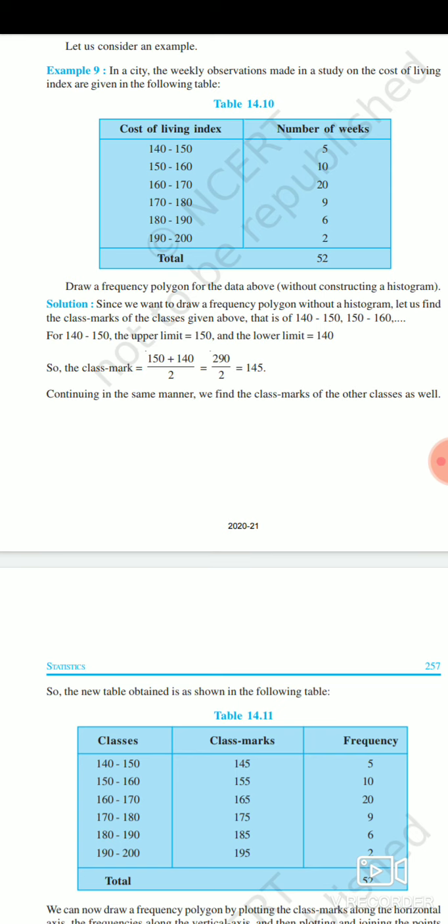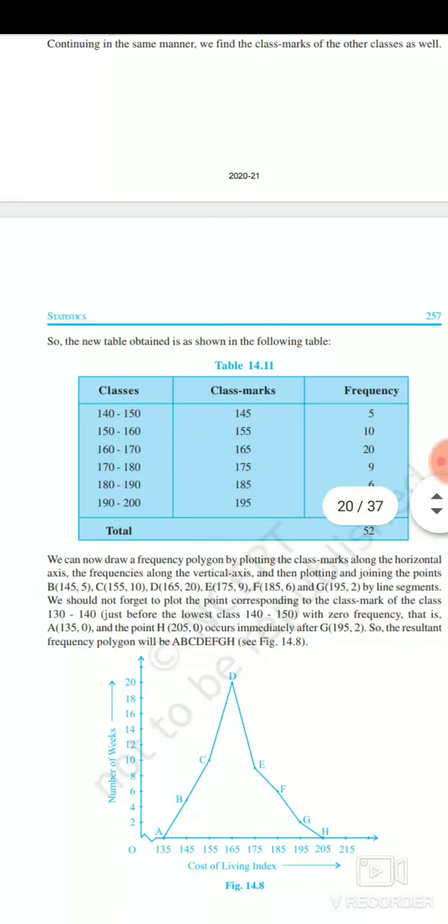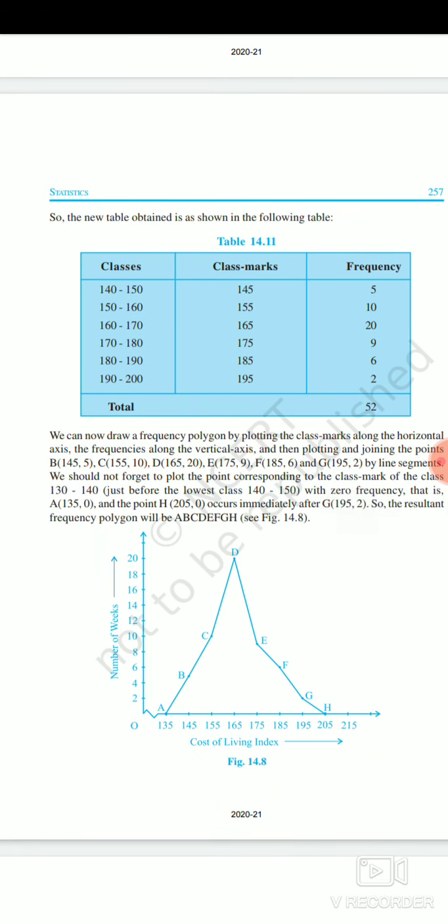Now consider the points, class mark and frequency: 145 comma 5, next 155 comma 10, next 165 comma 20, then 175 comma 9, then 185 comma 6, then 195 comma 2. These are your points, consider them like that. Similarly, in your histogram, you can analyze that your starting number is not 0, 140 is given. So first introduce the histogram symbol in your x-axis. Here 145, 155 like that are given, no?